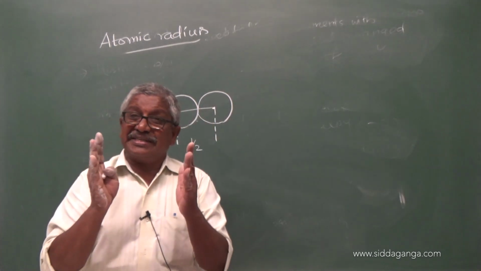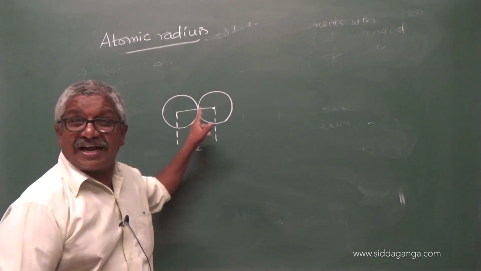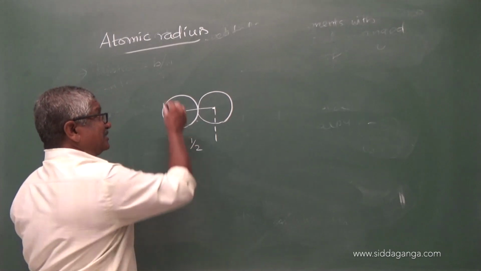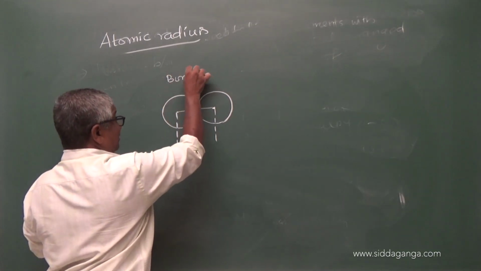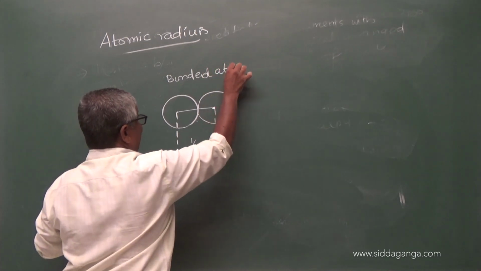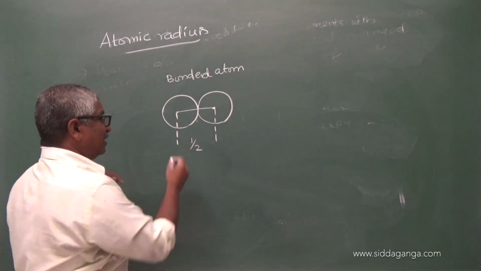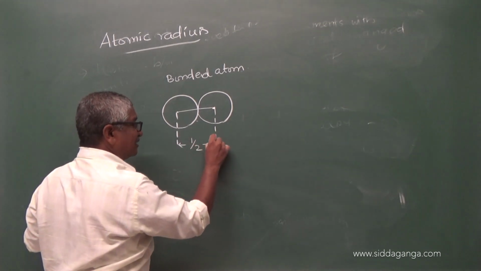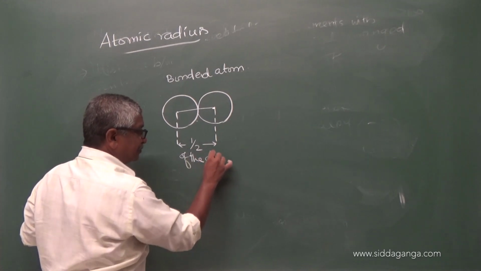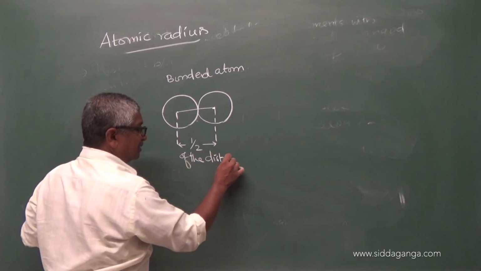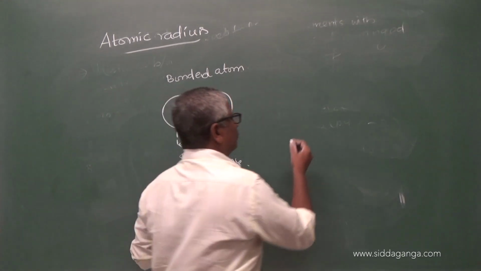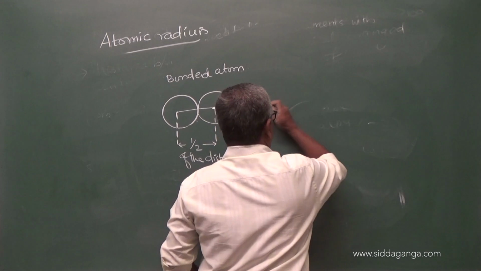The total distance between the two atoms. The two atoms are touching, right? Yes, they are touching. That means this is called a bonded atom. Here, half of the distance. See, one more.